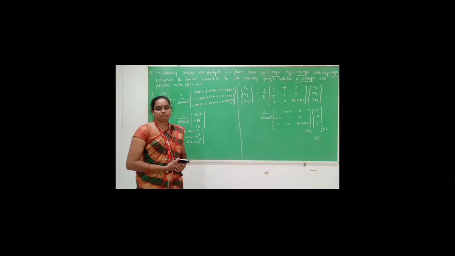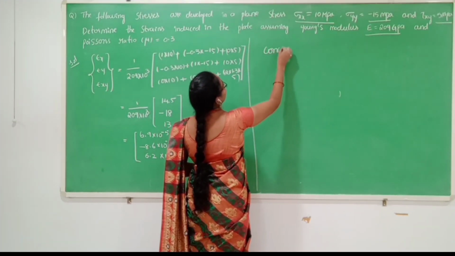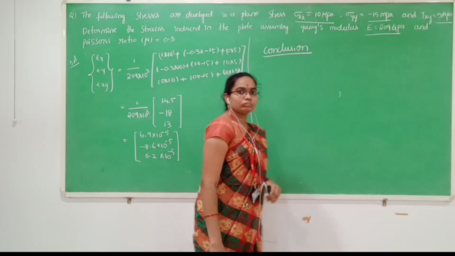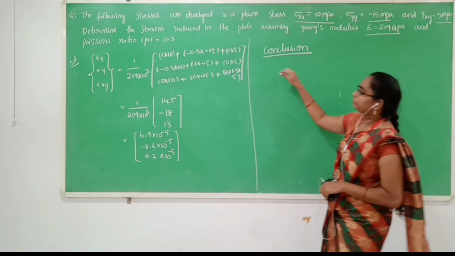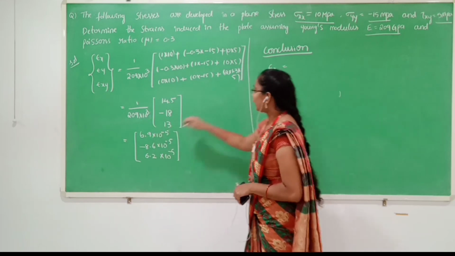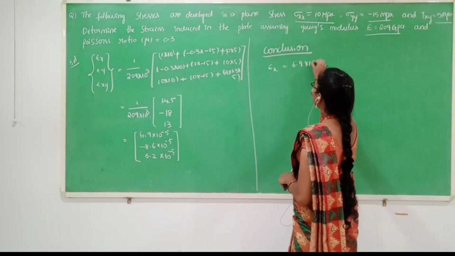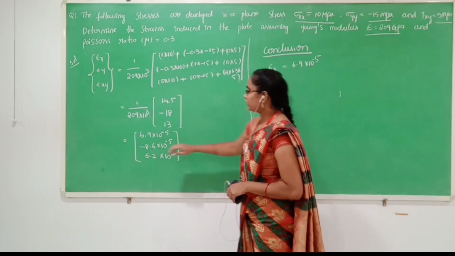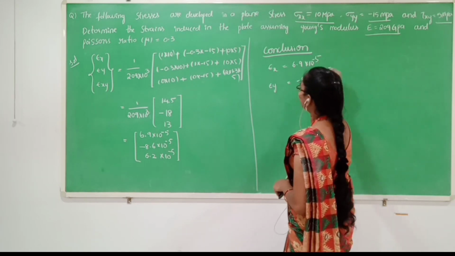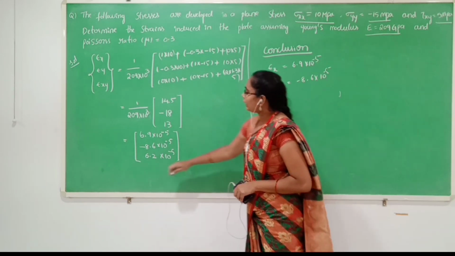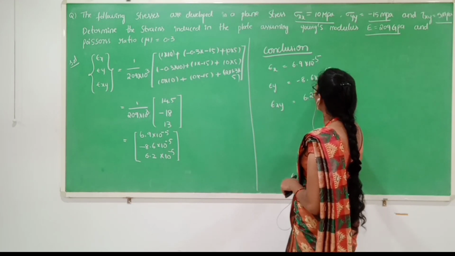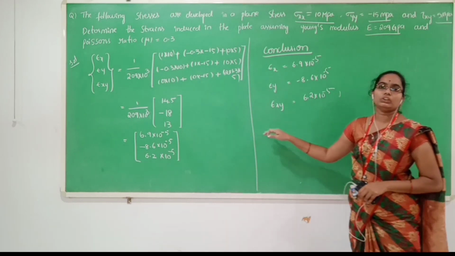Finally, our conclusion: strain along x direction is 6.9 into 10 power of minus 5, strain along y direction is minus 8.6 into 10 power of minus 5, and finally strain along xy is 6.2 into 10 power of minus 5. So these are the values we finally obtained.